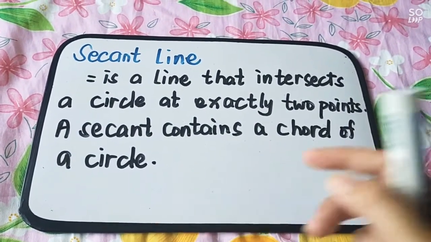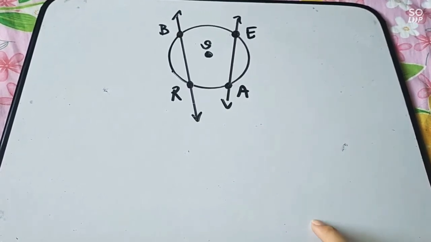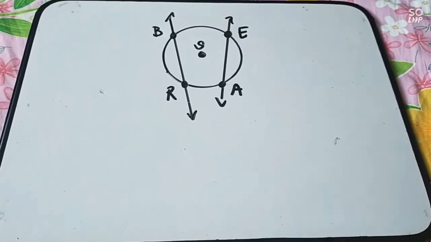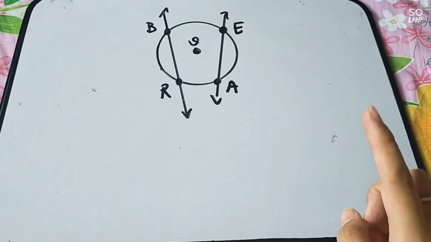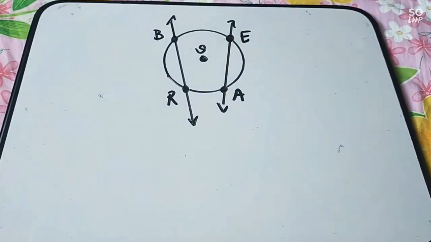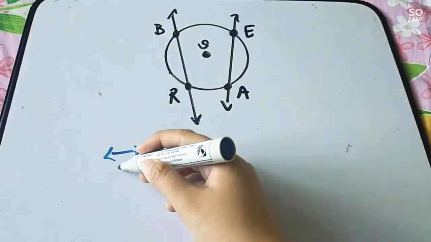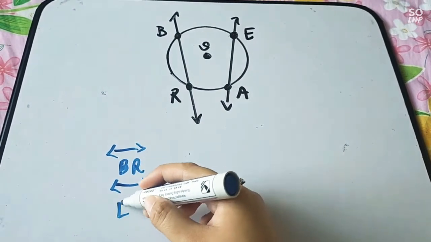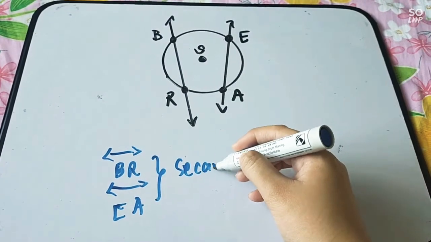Okay, let us have an example. We have here a given circle S. Let us find the secant lines in this given. As I said earlier, a secant line intersects the circle at exactly two points. So, this is what you will see here. We have line BR, and then we have line EA. This is what you call a secant line.